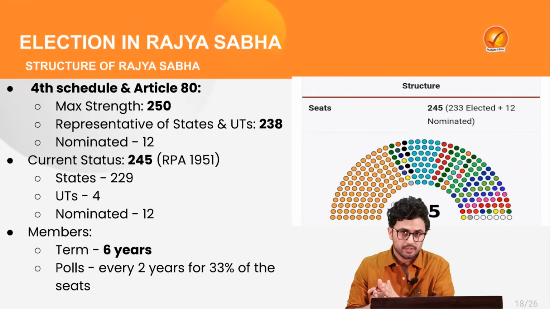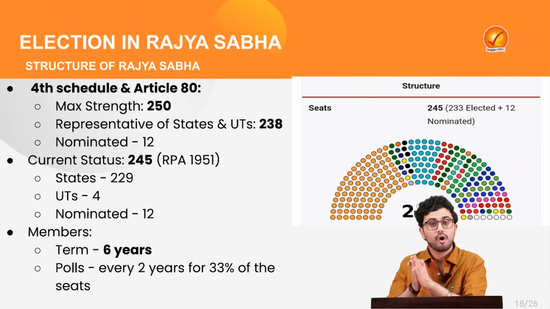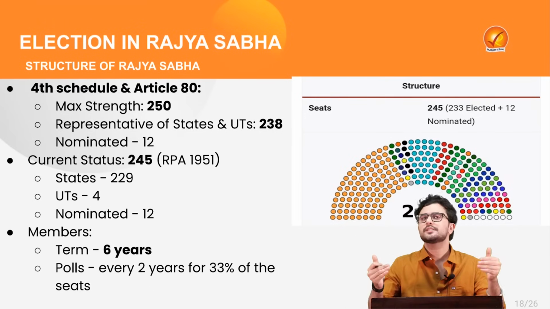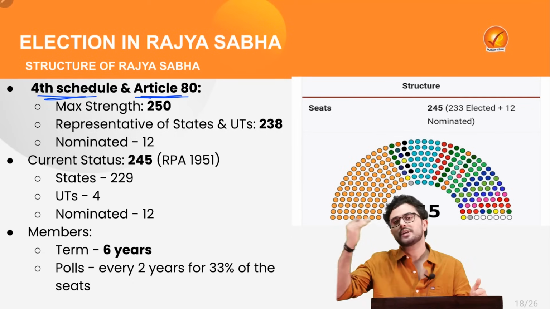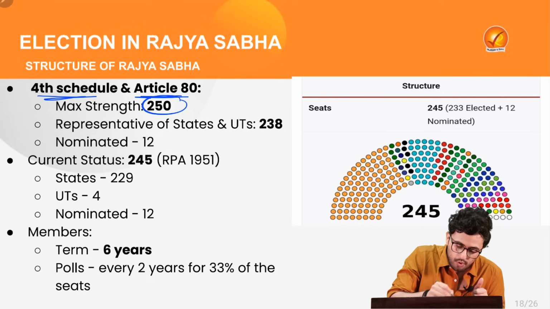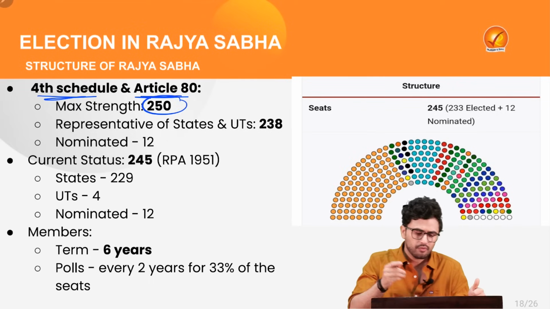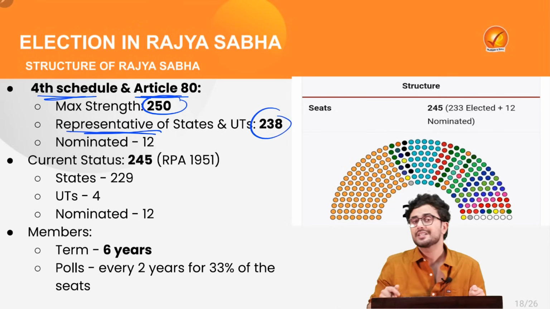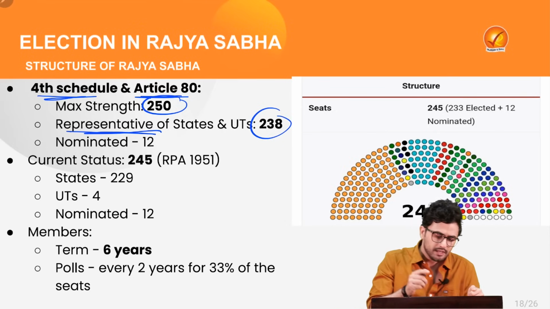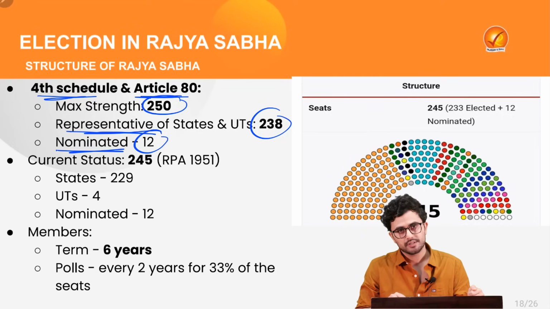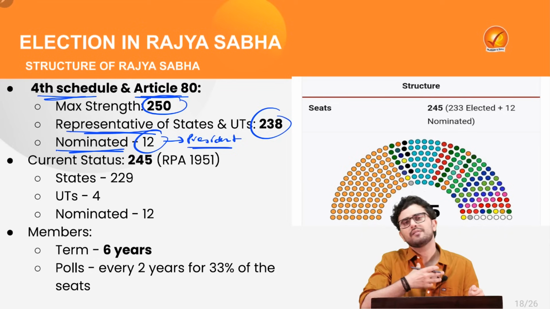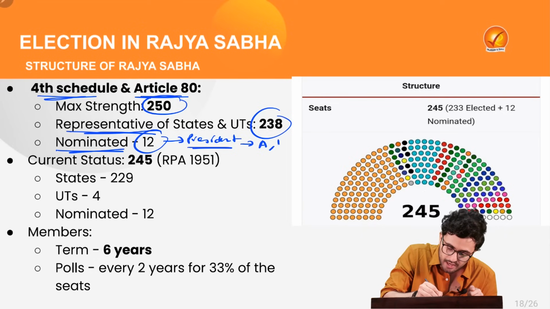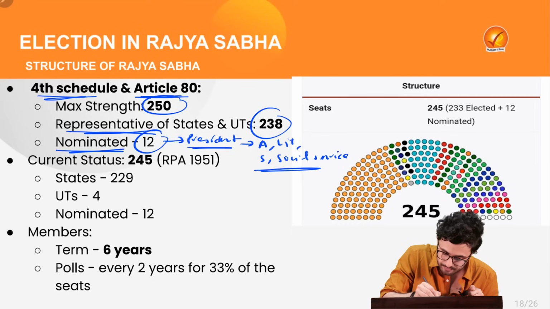As per the 4th Schedule, which provides for the allocation of seats in Rajya Sabha to various states and union territories, and under Article 80, the maximum strength of Rajya Sabha can stand at 250 members, out of which 238 are representatives of states and union territories, while 12 are nominated members. These 12 members are nominated by the President and they have experience in various fields such as art, literature, science and social service.